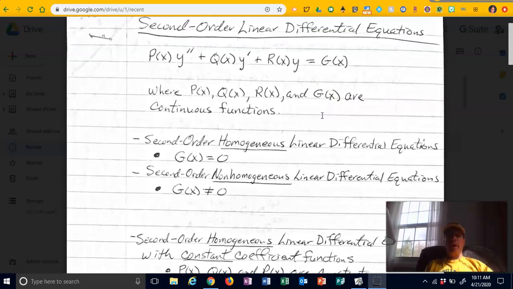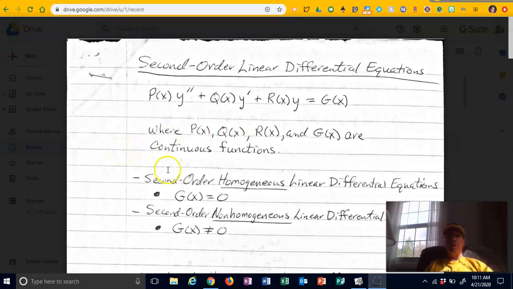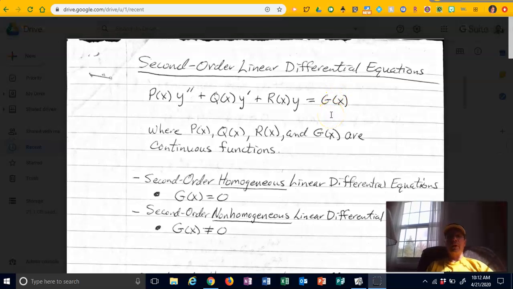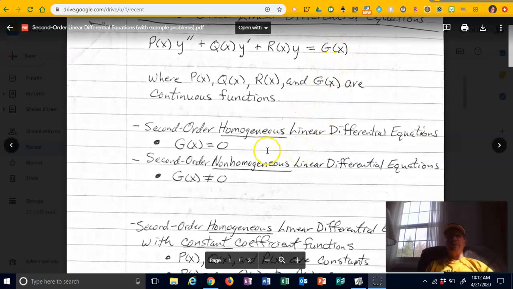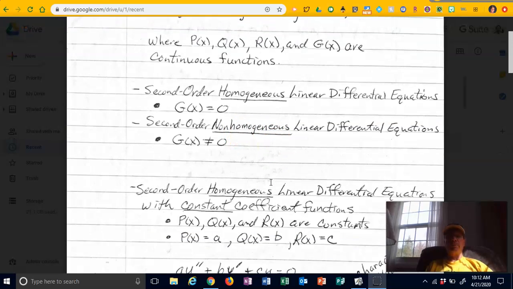All right. Then you get into more specific second-order linear differential equations. They would be considered homogeneous if the right side is 0. So the g of x in this case would be 0, and that's the case we're going to look at in this video. You could also have this g of x not be 0, and that would be the non-homogeneous case.